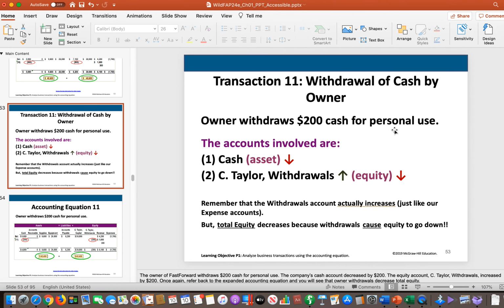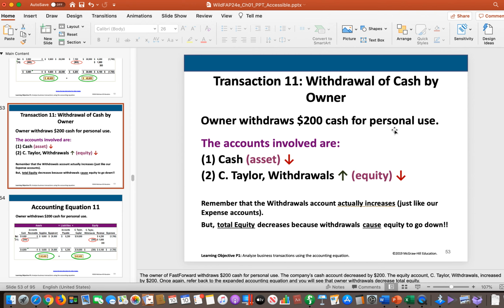Number 11, the owner says, okay, I've done some business, I need $200 for personal use. So cash went down and withdrawals went up. And don't forget, withdrawals reduce equity. Keep this in mind. When the owner withdraws money for personal use, that reduces his equity.